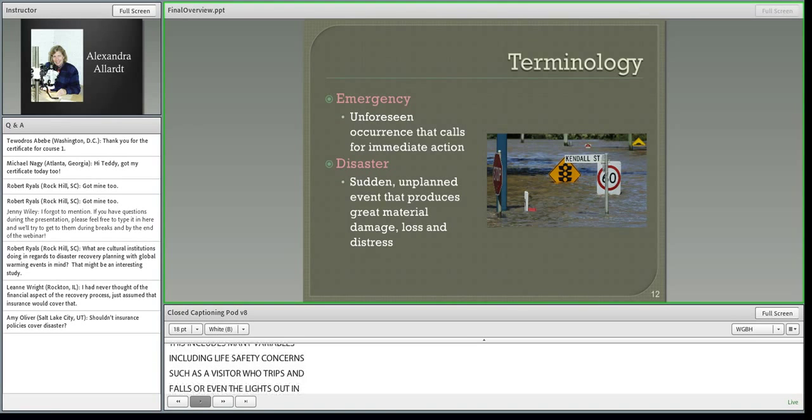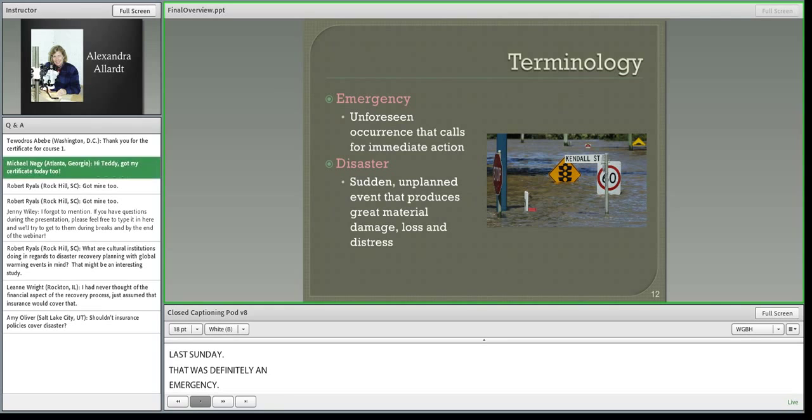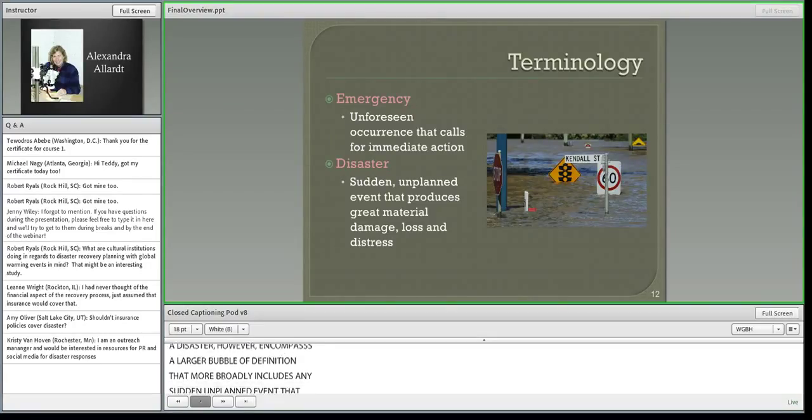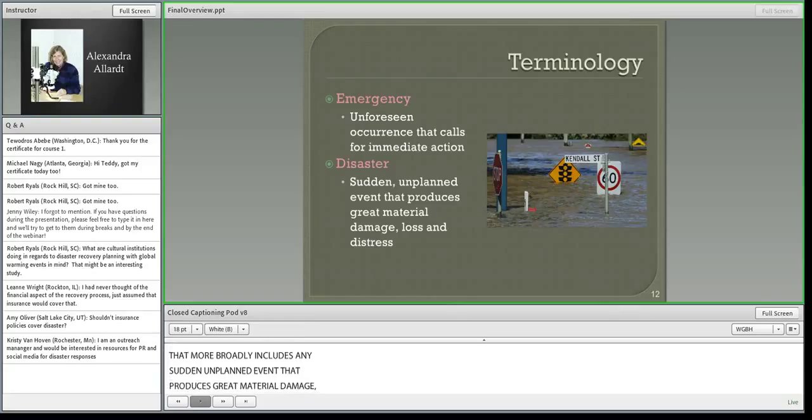A disaster, however, encompasses a larger bubble of definition that more broadly includes any sudden unplanned event that produces great material damage, loss, and distress. Of course, newsworthy disasters that are also emergencies include the hurricanes Katrina and Sandy, as well as institutional fires, or, as in the Redwood case, structural failures in that building envelope.